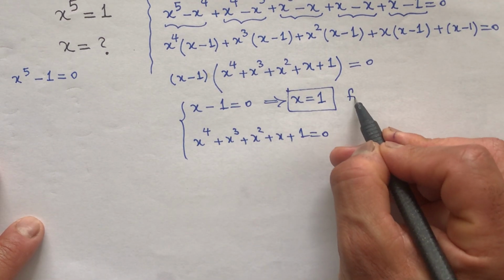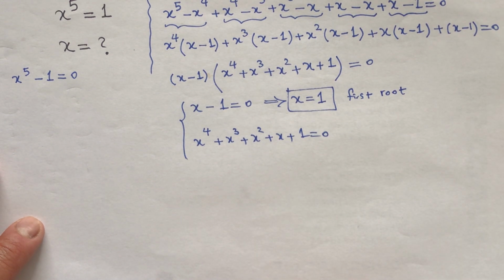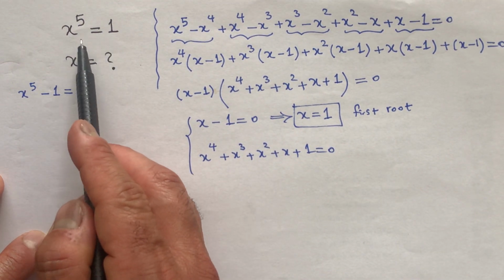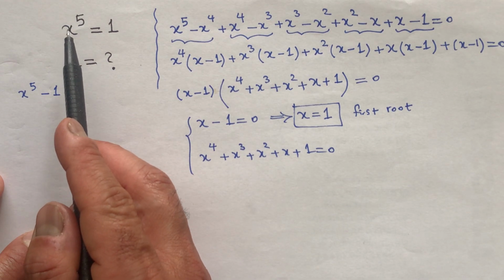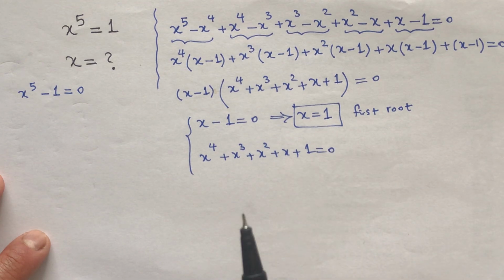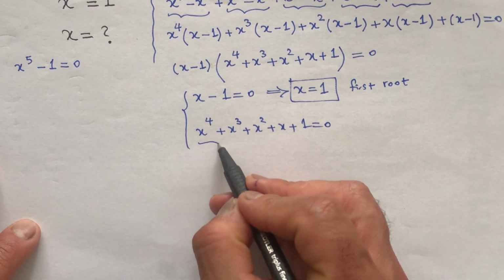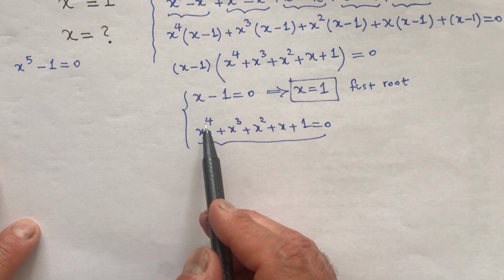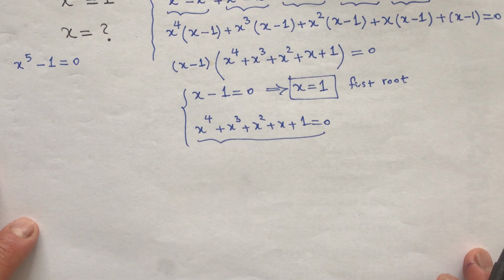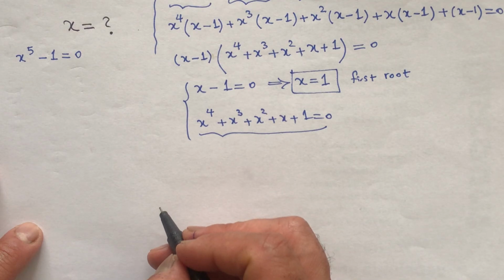This one is the first root. I need to notice we have 5 roots because the order of the main equation is 5. So I found right now the first one, and I need to find the other 4 roots from this equation, and because the maximum order is 4, it has 4 roots. But to find the roots, I have to apply another trick.